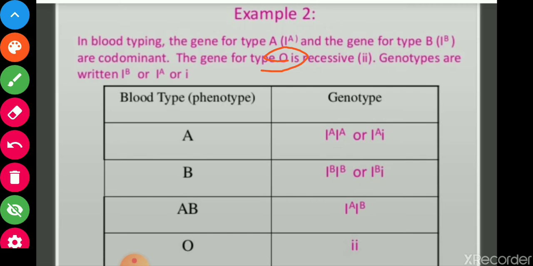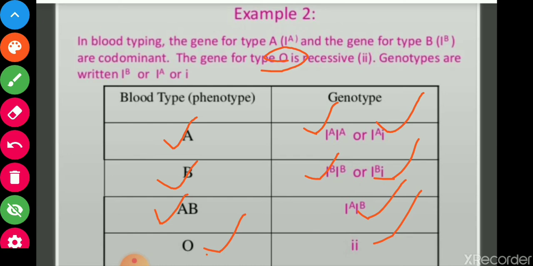Second, the genotypes are written here. See there, for blood group A there are 2 genotypes, for B there are 2 genotypes, for AB only 1, and for O 1. So these are the possible genotypes for A, B, AB and O. So see here, A and B are codominant.